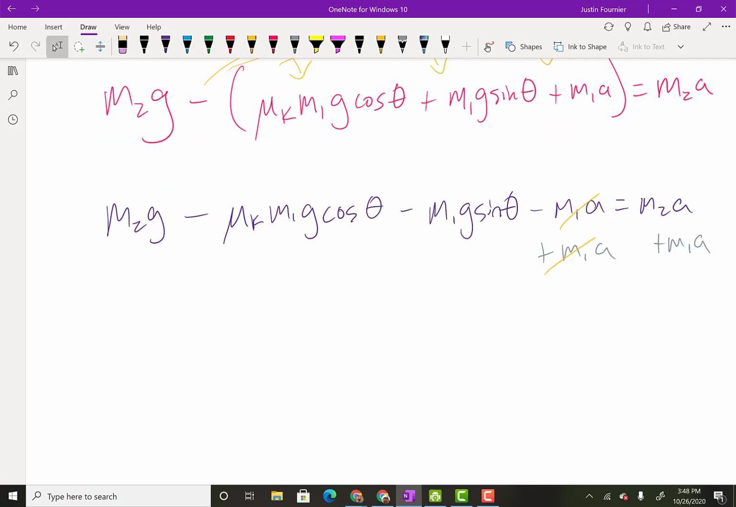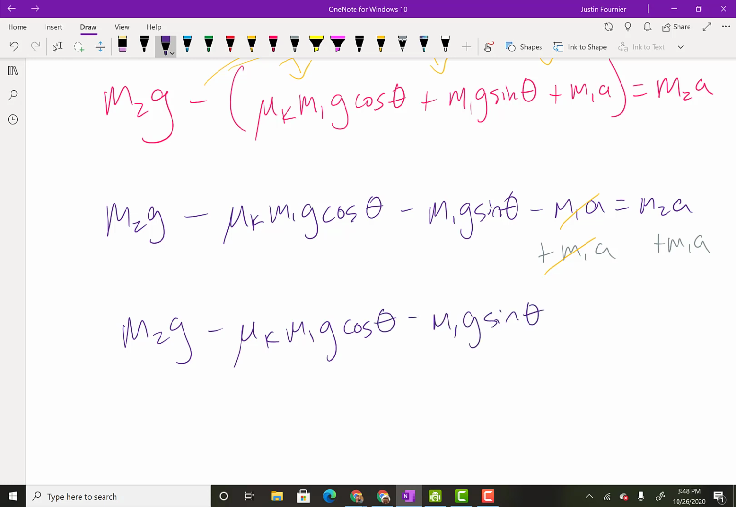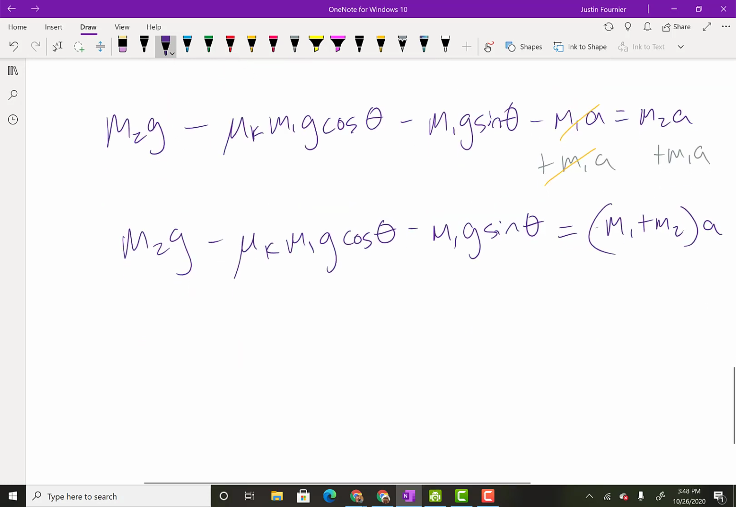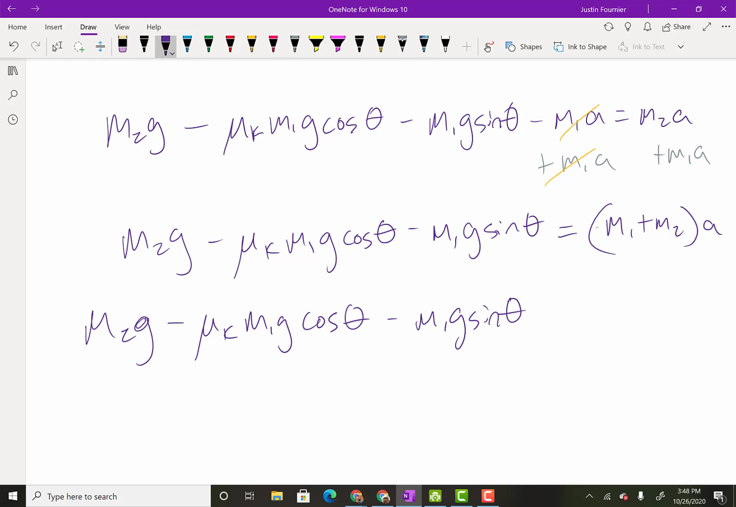And I'm almost in the clear now. So I got m2g minus mu k m1g cosine theta minus m1g sine theta equals, I could factor out an a, so it's going to be m1 plus m2, factor out the a like that. So this is then just going to be m2g minus mu k m1g cosine theta minus m1g sine theta, divided by m1 plus m2, equals the acceleration.